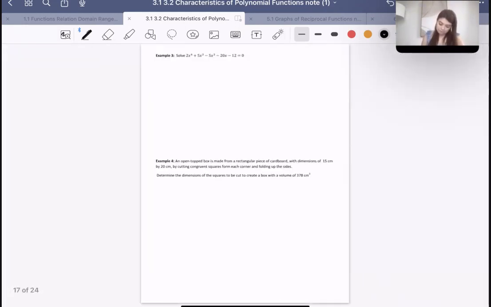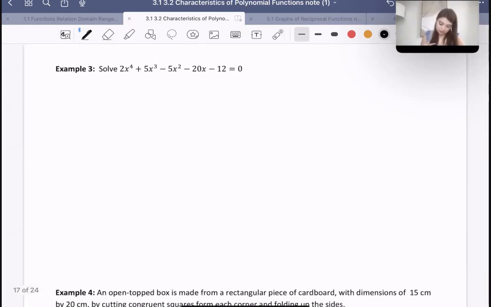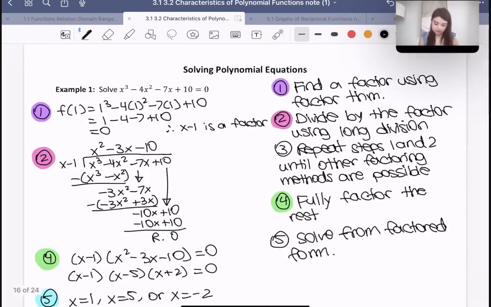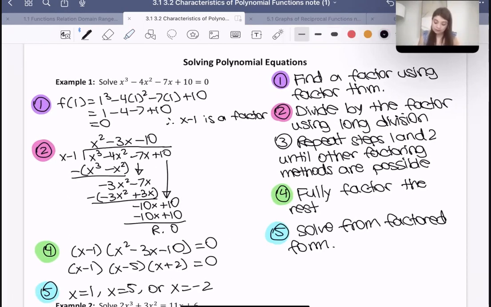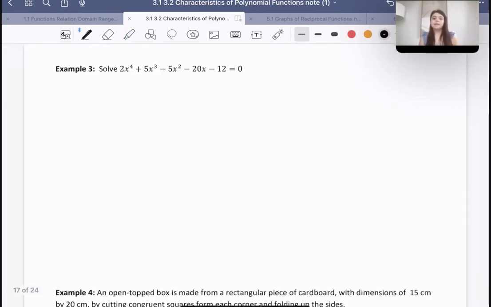Okay, let's do example 3. This is an example where there's a higher chance that we're actually going to have to do step 3, where we repeat steps 1 and 2, because after factoring this by a linear factor, we're still going to end up with a degree 3 polynomial. And then we'll likely have to use the same method again to do long division a second time, and then at that point we'll get to a degree 2 polynomial. Okay. All right. So let's go ahead and do it.